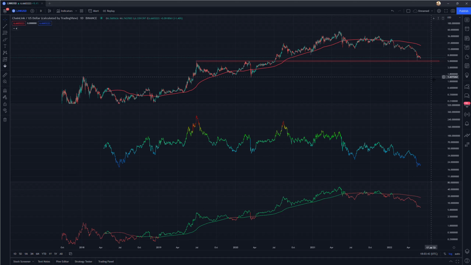Today I'm going to be analyzing Chainlink and its price action through a few custom indicators I've made, and going over my thoughts on where Chainlink is headed over the next few months.